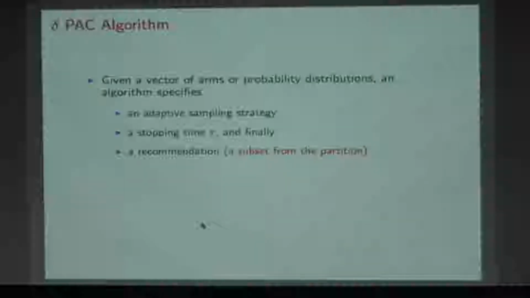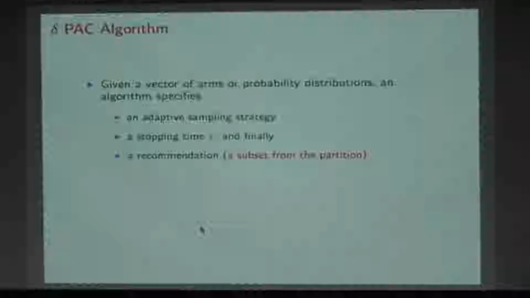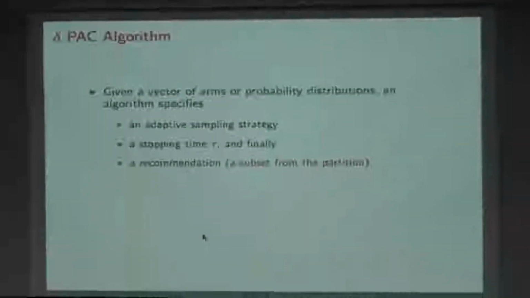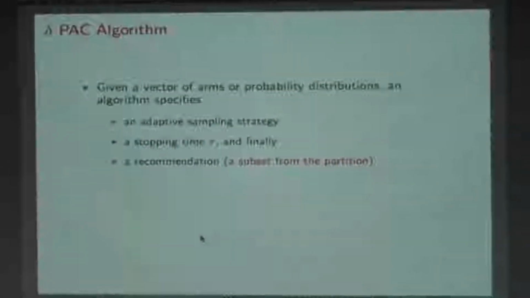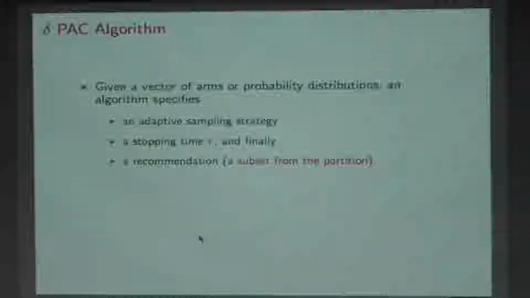Okay, so what's a delta pack algorithm? Remember where we are going with this is, we are solving this partition problem. We are given a vector of arms. We want to figure out which partition it belongs to. And we are going to look at delta pack algorithms. And these are algorithms with the following structure. An algorithm specifies an adaptive sampling strategy. It adaptively tells you in this vector of arms which arm to sample from next. It looks at the data so far and decides which arm to sample from next, right?